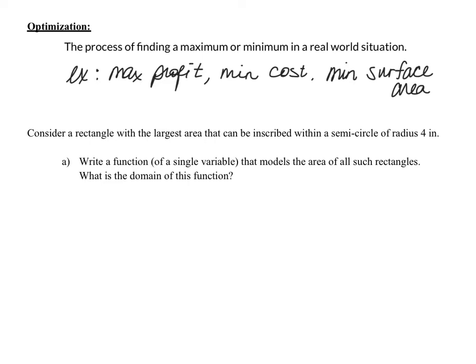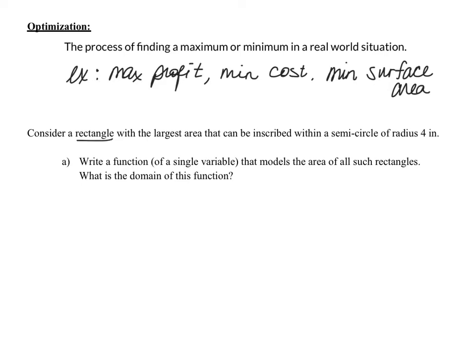We'll work through one example right here. We'll consider a rectangle with the largest area that can be inscribed within a semicircle of radius 4 inches. And we want to write a function of a single variable that models the area of all such rectangles. And then we'll determine the domain. So it can seem a little overwhelming at first, and I would certainly recommend reading the problem several times and attempting to draw a diagram.